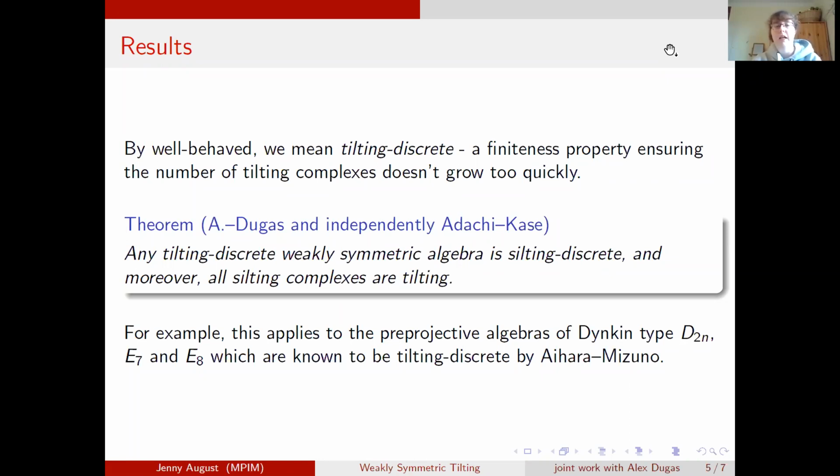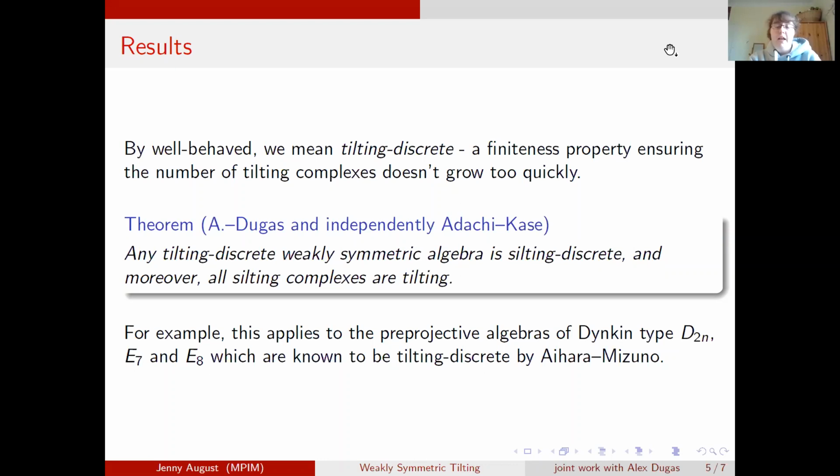silting discrete. And in fact, if you combine some of those characterizations with simply these preliminary observations on the previous slide, you can fairly easily deduce that in fact, any tilting discrete weakly symmetric algebra is silting discrete. And if you're silting discrete, then it's well known that you're silting connected. And so all the silting complexes are tilting.